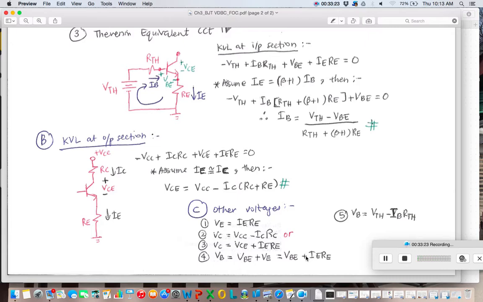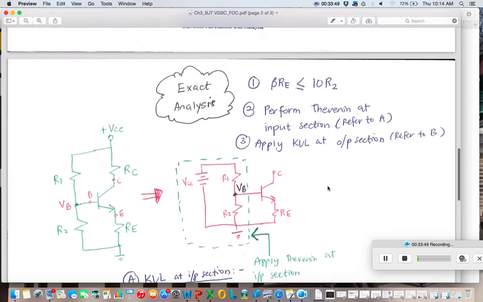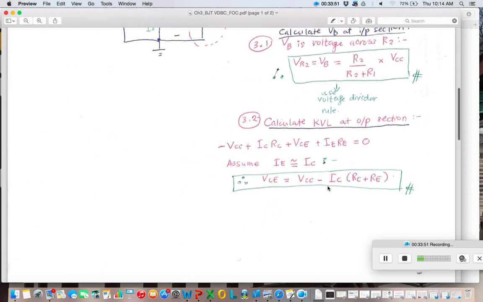VB also has two formulas, or lastly you can use VB equals VTH minus IB RTH. So for VB you have three formulas that you can use. Any one will yield the same result. Okay, that's it for now.